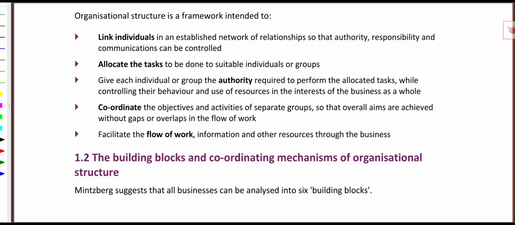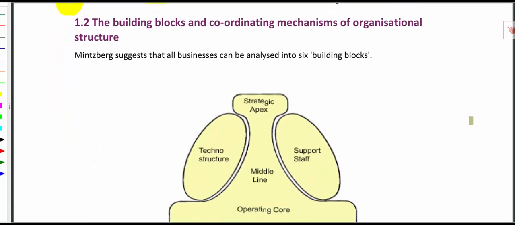These bullet points here are fairly straightforward, covering all those things we've just discussed. It links people together and shows you where you fit, allocates your tasks, gives you an idea of what your authority is, coordinates you between other teams, and shows the flow of information and work through the business. Now, there have been a number of theories around organisational structure that we're going to look at. The first one is by Mintzberg.